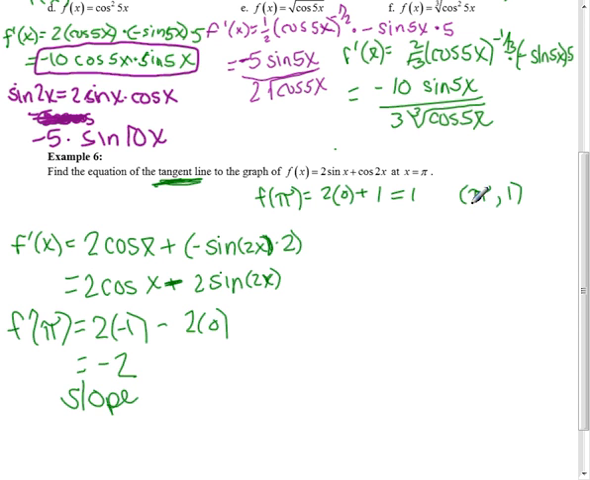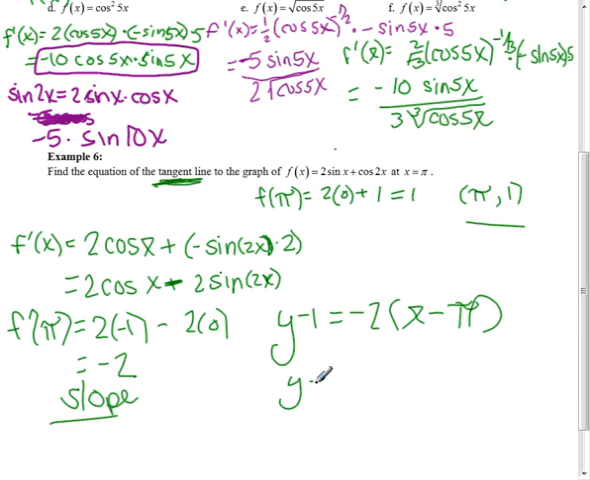So now we have a point, we have our slope, we can combine those together. Alright, y minus y1 equals m times x minus x1, where the point is pi, 1. And if you like this way better, you're more than welcome to write it like this, y equals 1 minus 2 times x minus pi. And we could multiply this out, but you do not have to. You can leave it just like that.